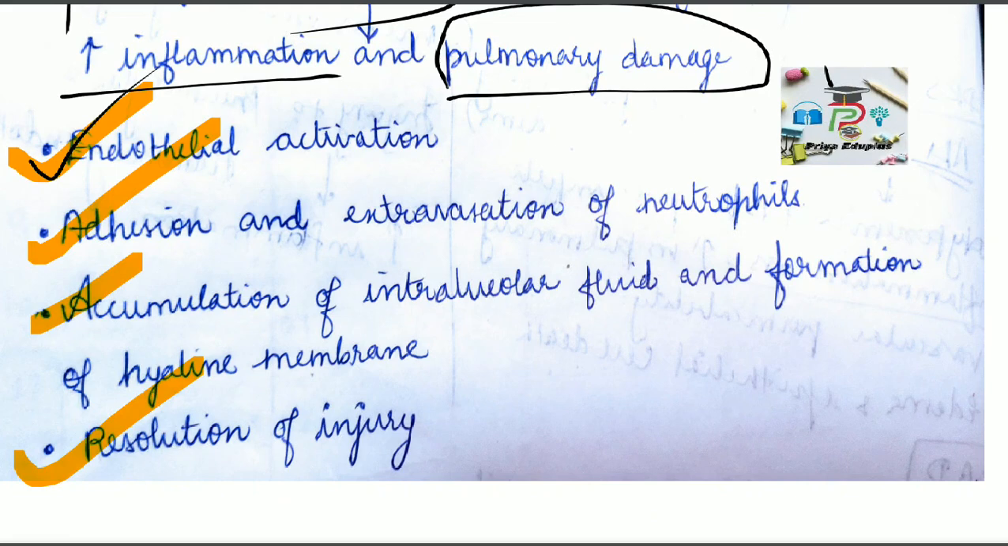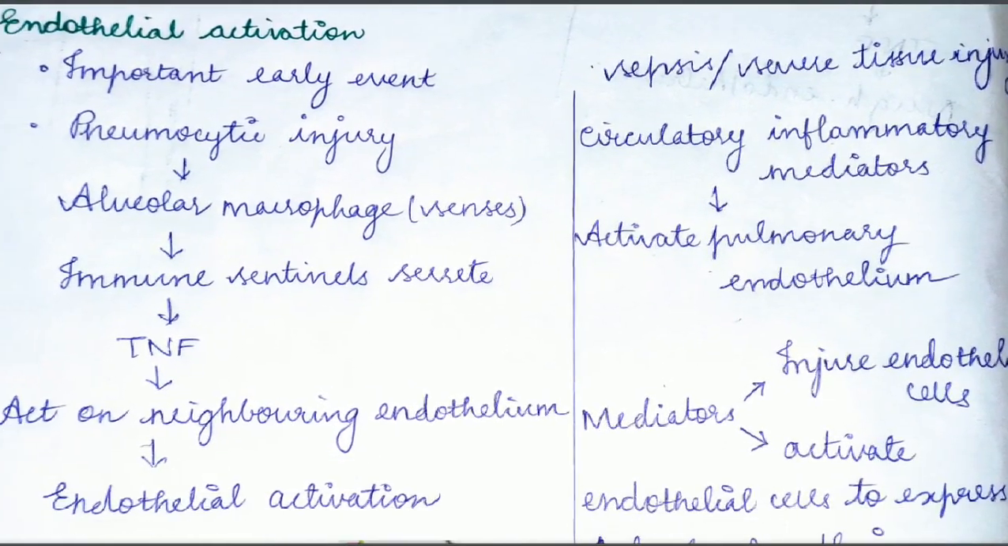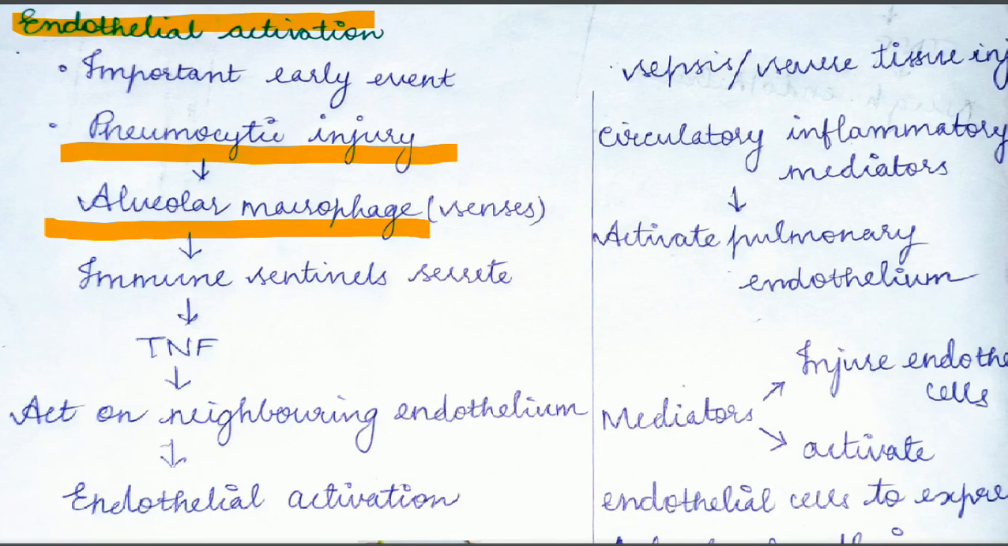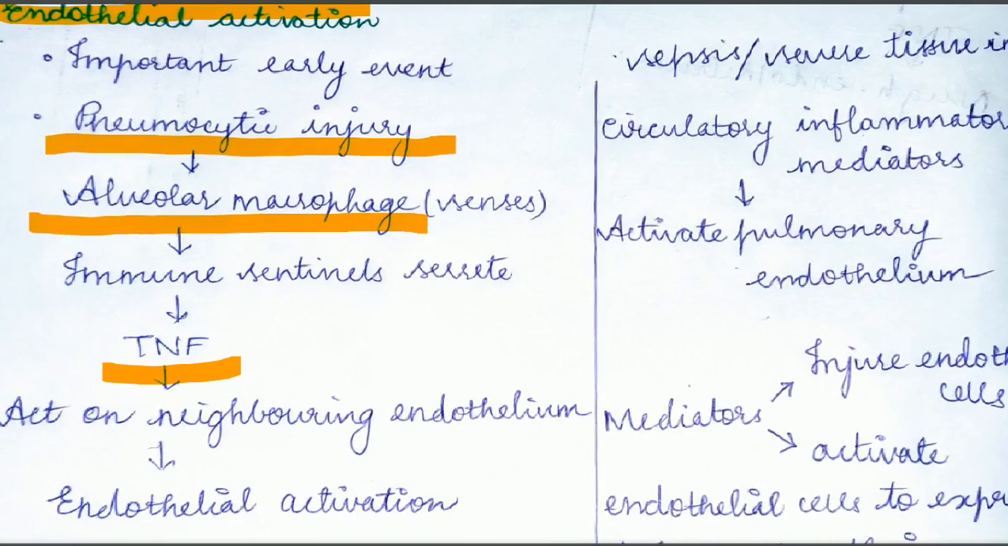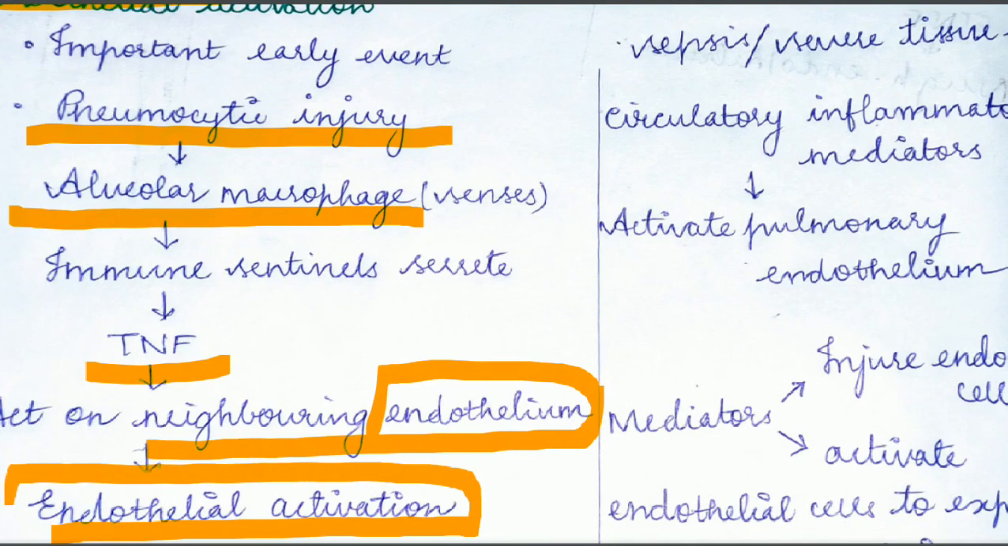Let's discuss these four features in detail, how they are taking place, each and every one. First one is endothelial activation. It is the first early event which takes place. How does it get initiated? There must be a pneumocytic injury. This pneumocytic injury will be sensed by the alveolar macrophages, and it will cause the immune cells to secrete tumor necrosis factor. This tumor necrosis factor will act on the neighboring endothelial cells, and the endothelial cells will get activated.